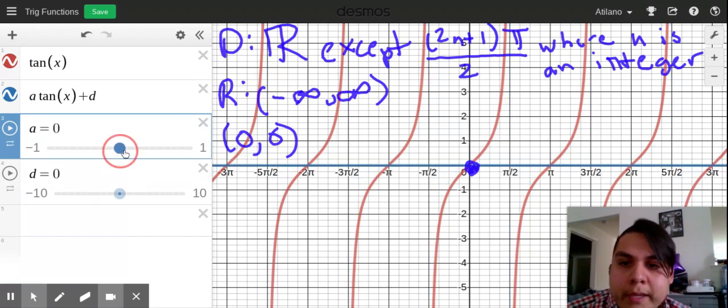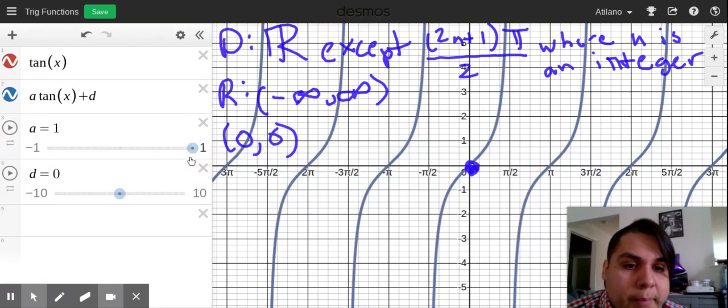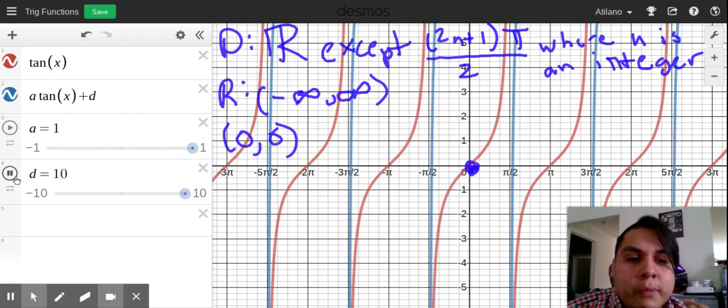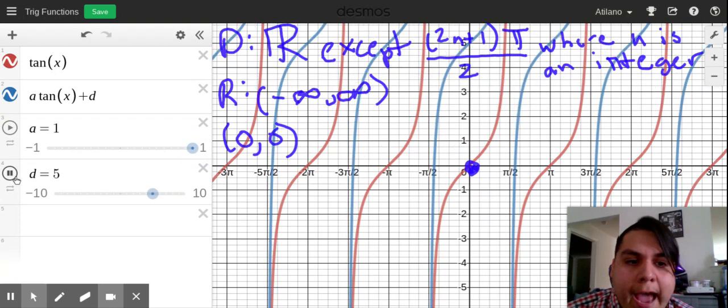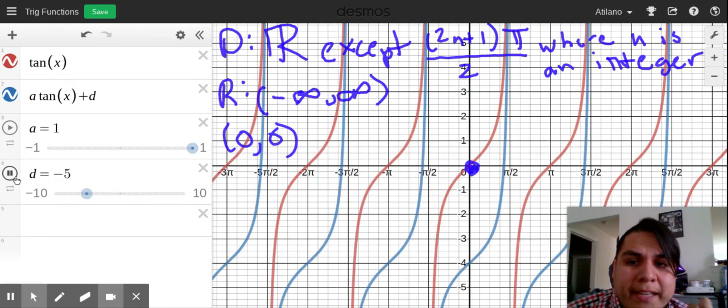All right, but let's make a equal 1. All right, so now we're back to the parent function. When you talk about d, think about what's the only thing that would absolutely have to change between the domain, the range, and the y-intercept based off that d value.